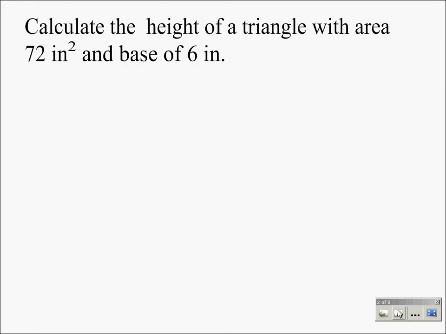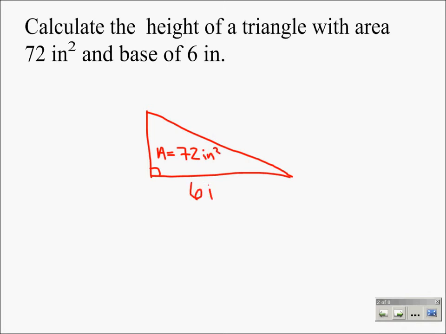Calculate the height of the triangle with the area 72 inches squared and a base of 6. So I'm going to draw myself a triangle, any kind of triangle you want. I'm going to go with the right triangle so I have the 90-degree angle right away. I know that the area, so that's the inside, is 72 inches squared. And I know that the base, or my bottom, is 6 inches.